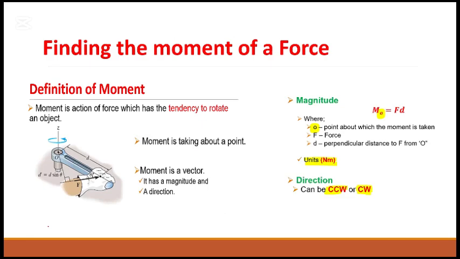So we discuss about the moment. The definition of moment is the tendency to rotation, that we call the moment. Moment is taken about a point. It can be taken about an axis as well, but you guys are only looking at taking about a point. So moment is a vector. It has a magnitude and a direction. Magnitude can be found as force times the perpendicular distance, and as I have mentioned, it's always about a point, so you need to mention which point it is taken about. Units are newton meters. Direction can be clockwise or counterclockwise.